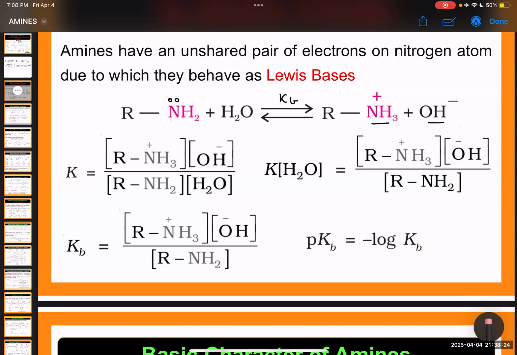So I have written the equilibrium constant. H2O, basically the concentration is constant, it is fixed. So you multiply it with it and just call it Kb. So no need to write the concentration of H2O because that is not changing. We know from class 11 that for pure solids and pure liquids you keep the concentration 1, because they remain the same. So this is the equilibrium constant Kb.